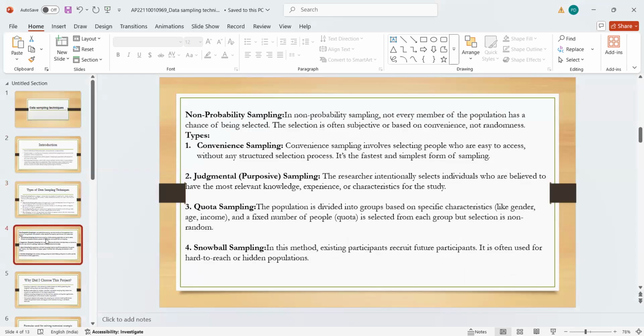Next, non-probability sampling. In non-probability sampling, not every member of the population has a chance of being selected. This selection is often subjective or based on convenience, not randomness. Types of non-probability sampling techniques: convenience sampling, judgmental sampling, quota sampling, snowball sampling.